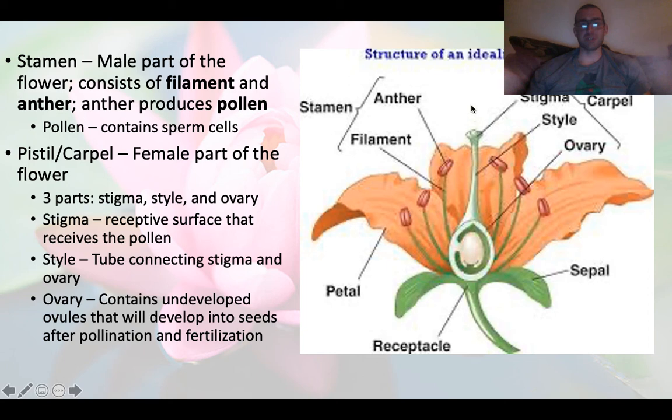Now, the female part of the flower is the pistil, like I said, or the carpel. And it has three parts: a stigma, style, and ovary. The stigma is this receptive surface that receives the pollen. A style is the tube that connects the stigma to the ovary. And then the ovary contains undeveloped ovules, which will eventually develop into seeds. And within each ovule is going to be an egg cell that gets fertilized by the sperm cells in the pollen.